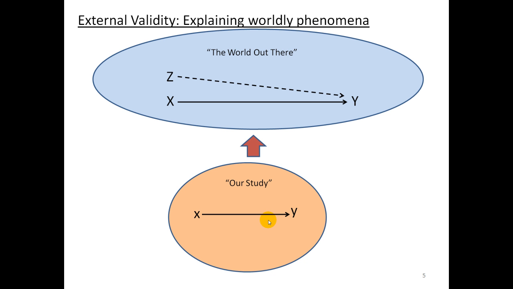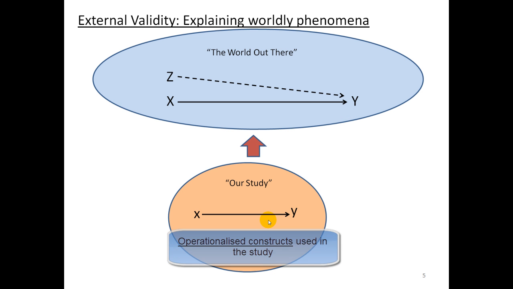We operationalize big X as little x and big Y as little y. I've used capital letters to indicate X and Y as the constructs that exist out there in the world. They are theoretical constructs. The small letters represent our operationalization of those constructs within our study.